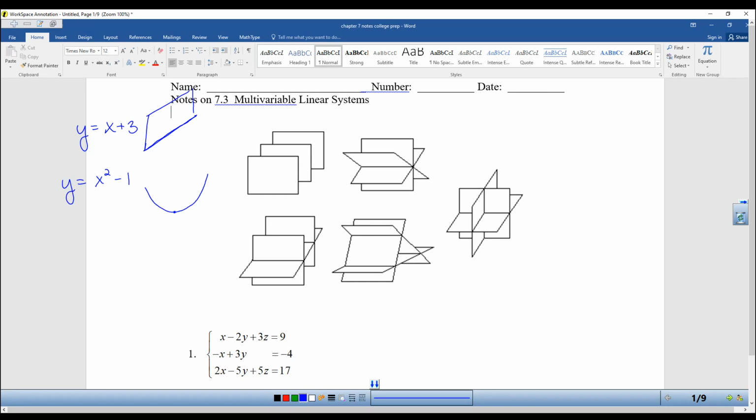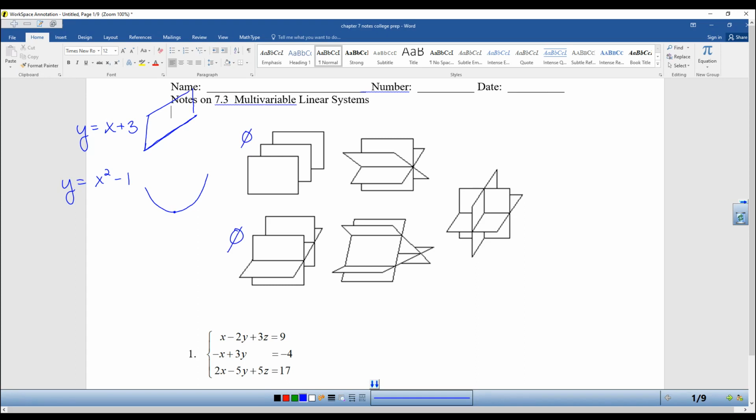Don't worry, we're not going to do it with parabolas. We're going to stick with planes. So what could happen with three different planes? Well, they could be parallel to each other, and then they wouldn't intersect at all. Maybe two of them are parallel, and one of them intersects both. That would also have no solutions, just like three parallel ones.